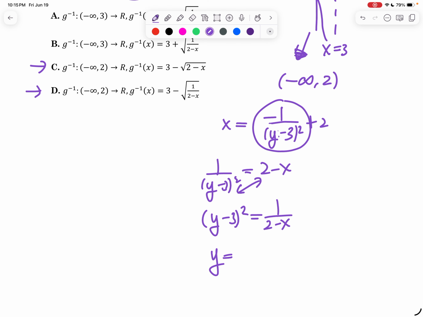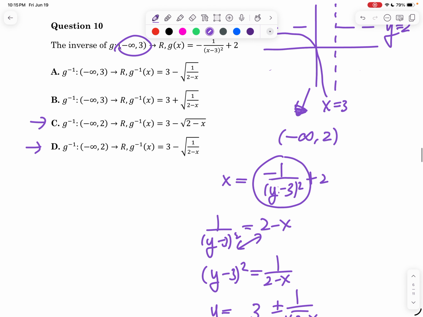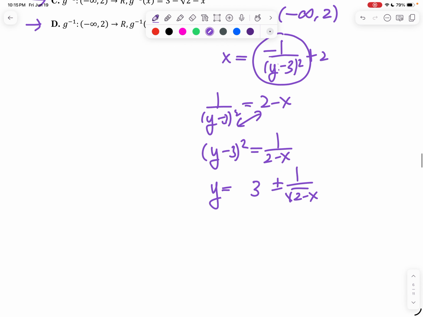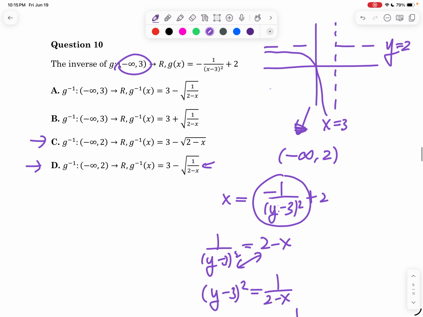Square root that. Y minus 3 is plus or minus 1 on root 2 minus x. Bring the 3 to the other side. So we get 3 plus or minus. So it's one of these two. It's got to be that one because that's the 1 on 1. So it's D.